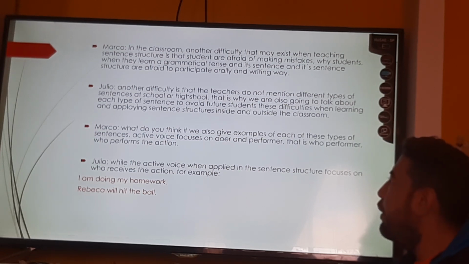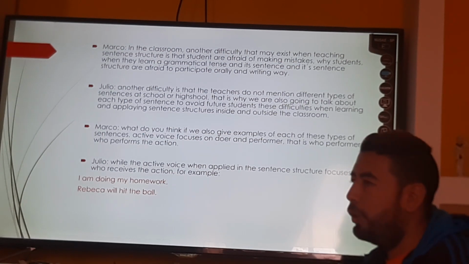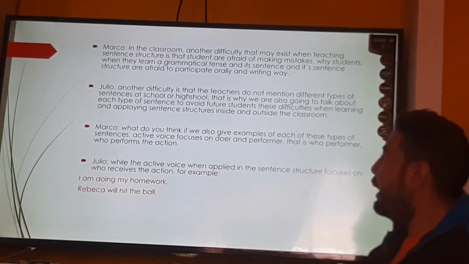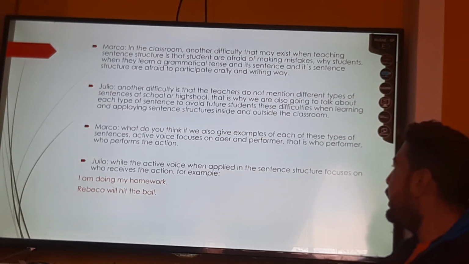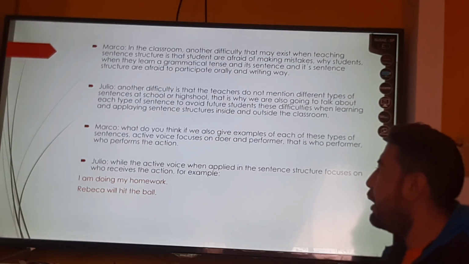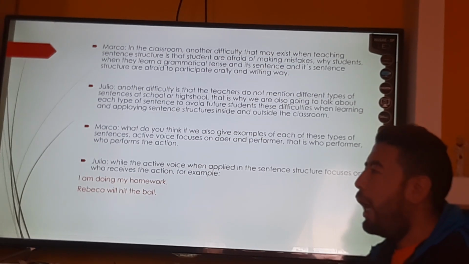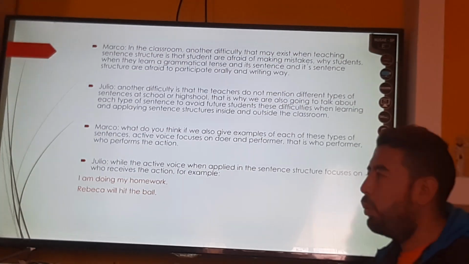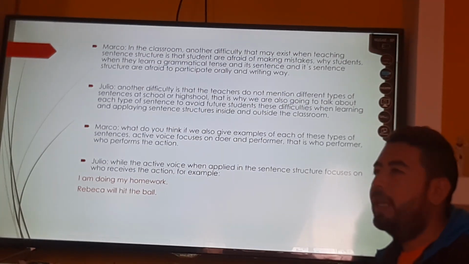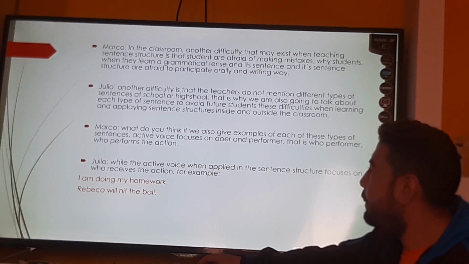Marco: Active voice focuses on the doer or performer, that is, who performs the action, Julio. While the passive voice, when applying the sentence structure, focuses on who receives the action. For example, I'm doing my homework. Rebecca will hit the ball.